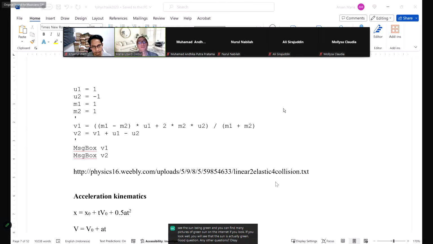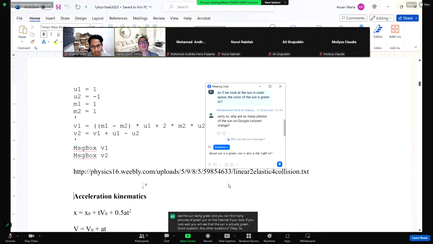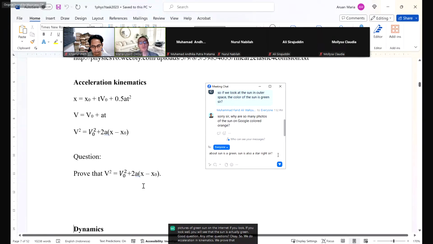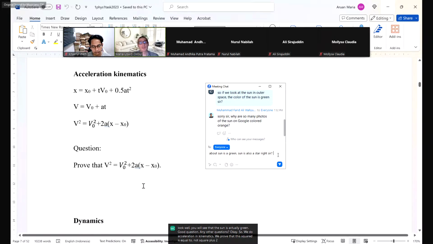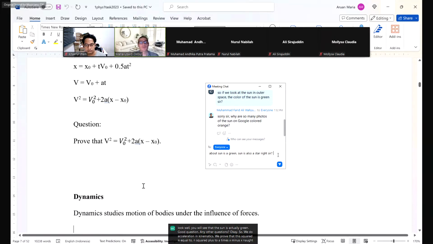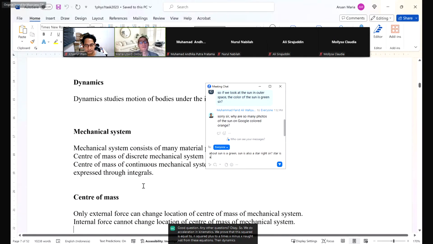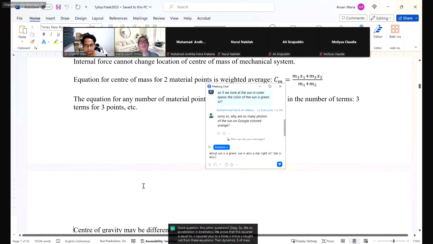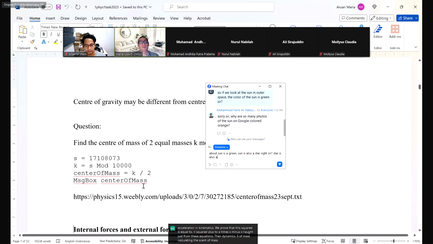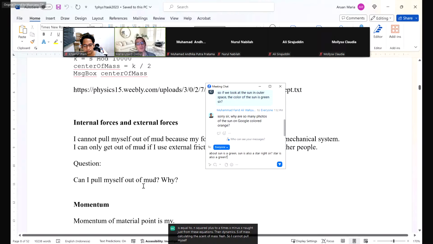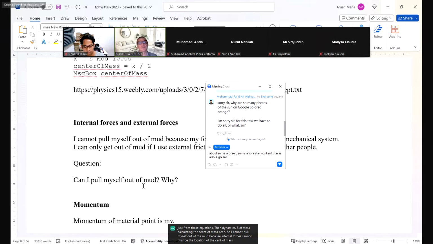Okay. So we do acceleration in kinematics. We prove that v squared is equal to v naught squared plus 2a times x minus x naught, just from these equations. Then dynamics, center of mass, calculating the center of mass. So I cannot pull myself out of the mud because internal forces cannot change the location of the center of mass. Okay, another question?